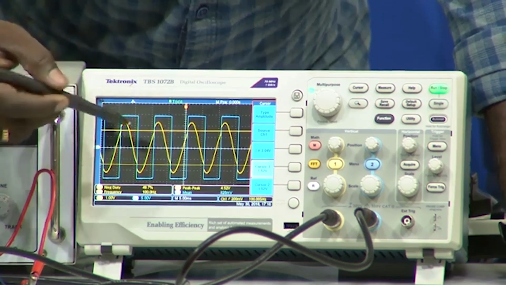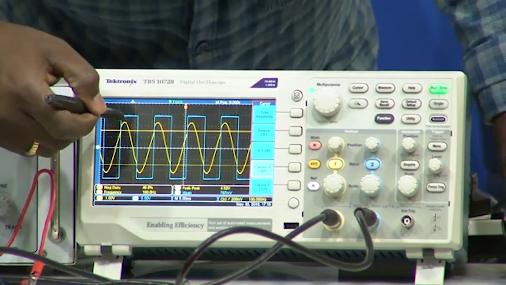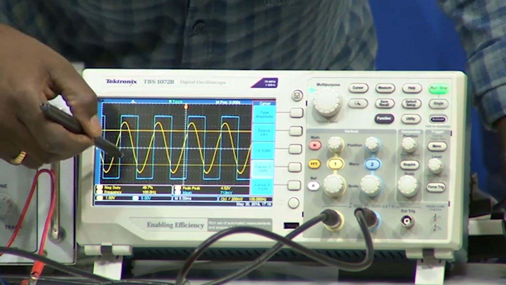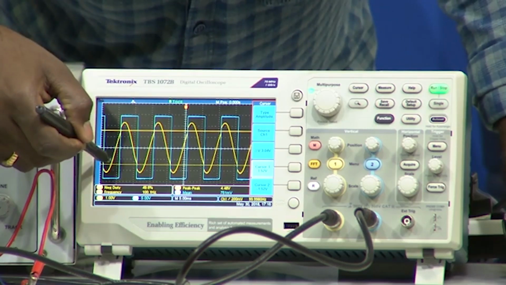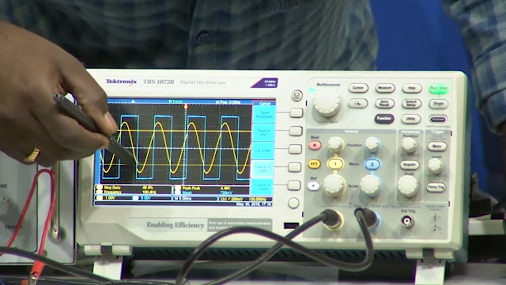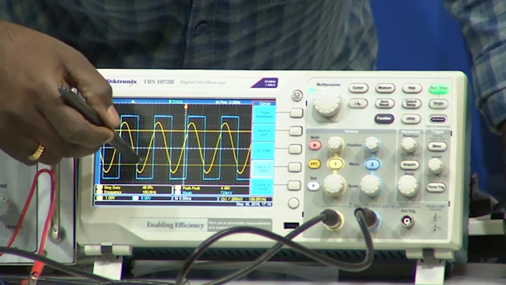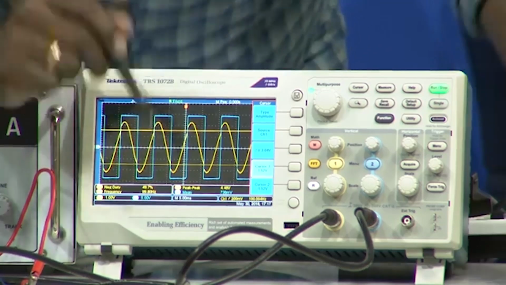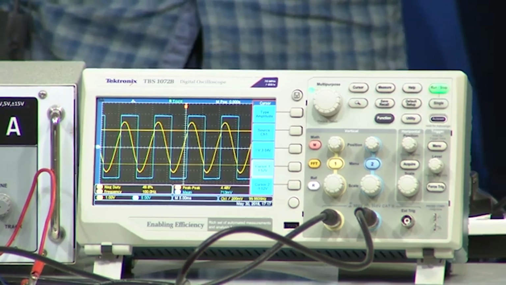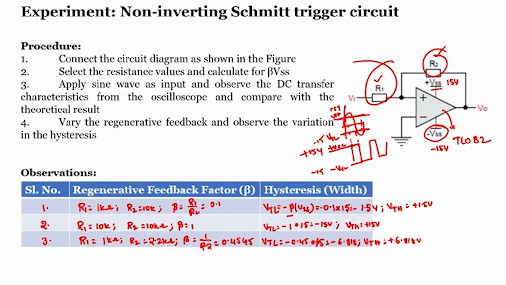What about the lower threshold? Look at this. When the input voltage is lower than this yellow line, which is the lower threshold value, it has gone to minus VCC. Everywhere it is following the same thing, which means that with this resistance value, the theoretical as well as experimental results are the same. Here we can see 15 and minus 15.